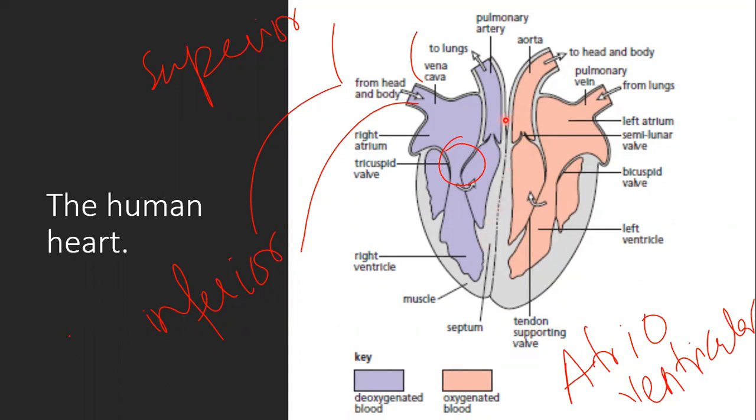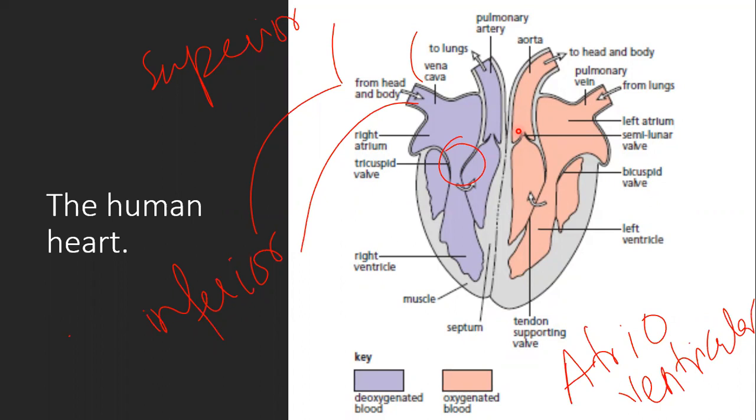Now, in the middle of the heart, we have a septum. What is the function of the septum? To separate the right side and the left side of the heart. So the septum is simply present to separate the right side and left side of the heart.